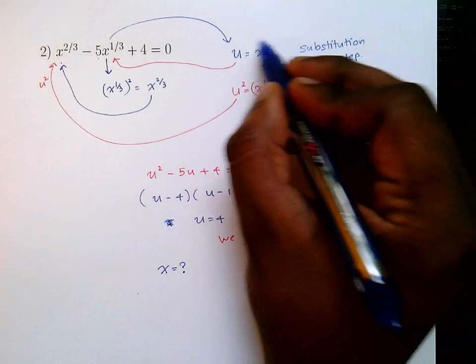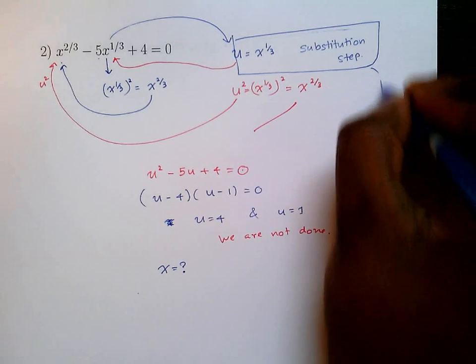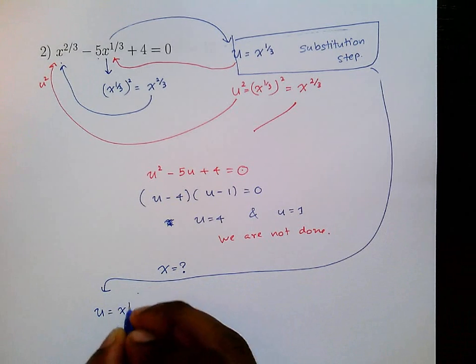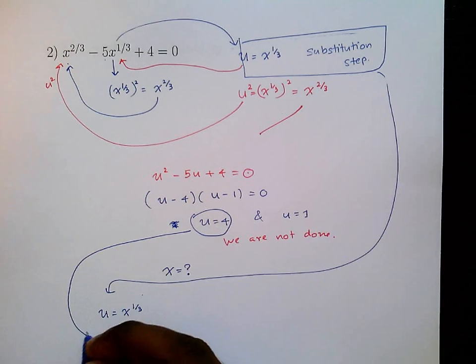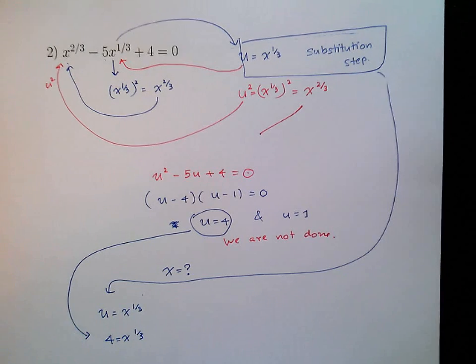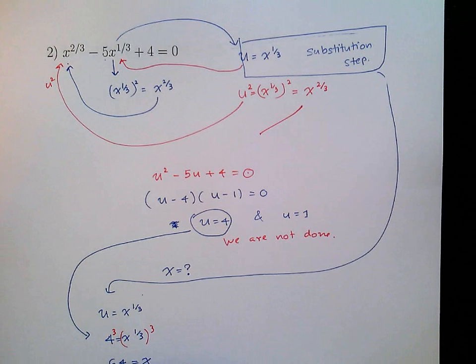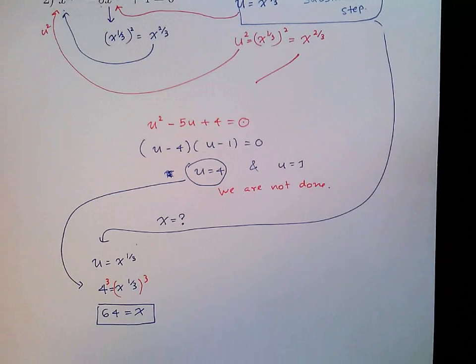Look at the original substitution step. Let us write that down here: u equals x to the 1/3. Now we found that u equals 4. So you get 4 is equal to x to the power 1/3. Raise both sides to the third power, and you get 4 to the power 3, that's 64, is equal to x. And because we raised to the third power, we don't need to check.